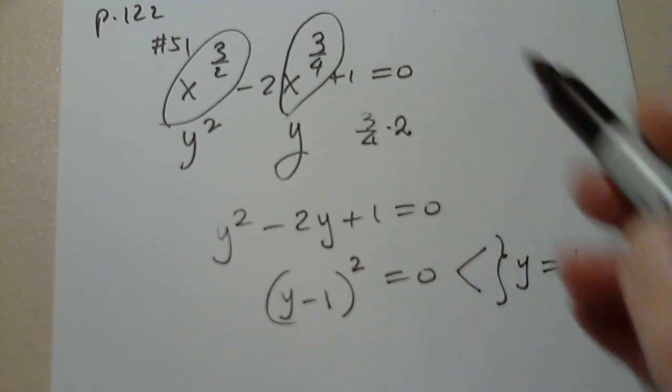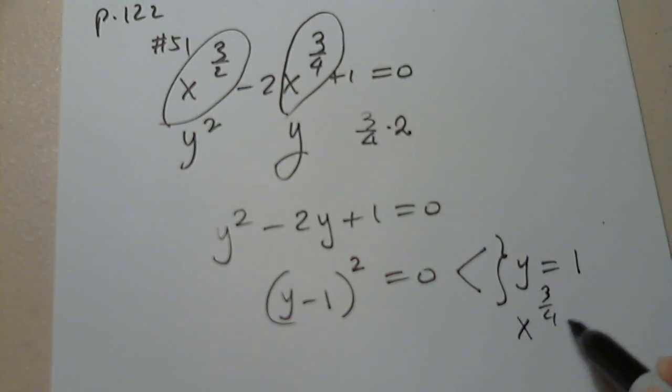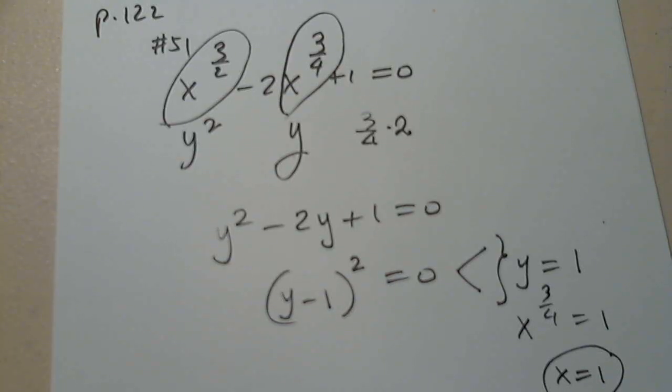And then I go back, x to 3/4 equals 1. And there is only one option, x equals 1. So these equations are not quadratic. We say they are quadratic in form.